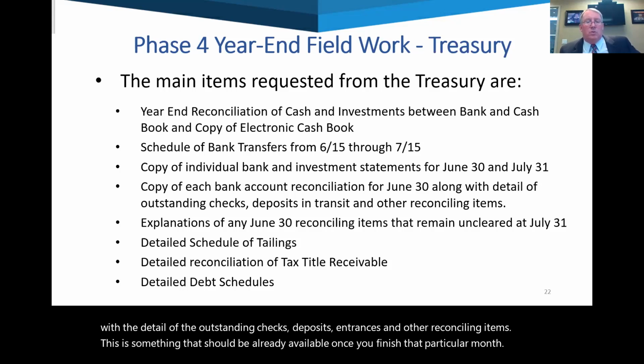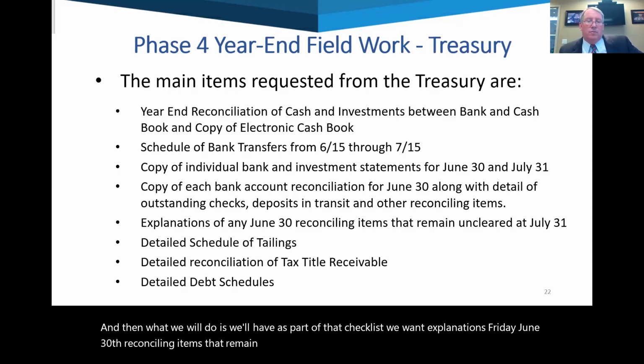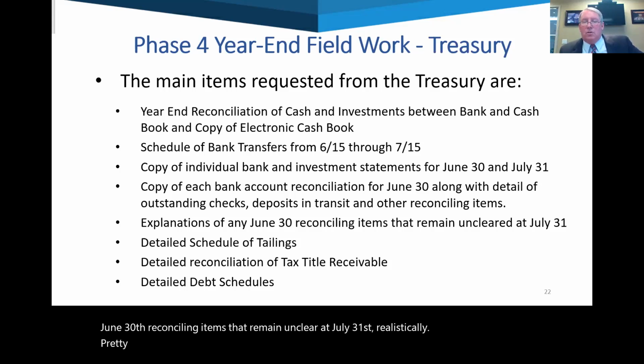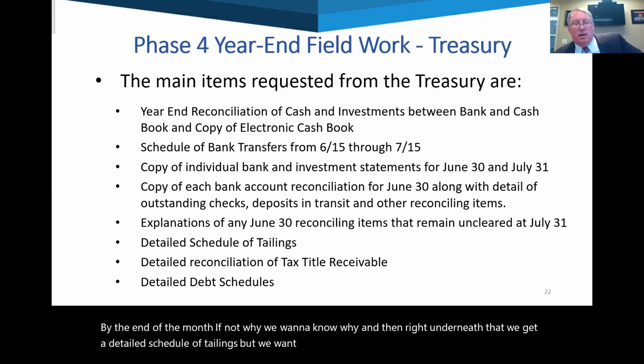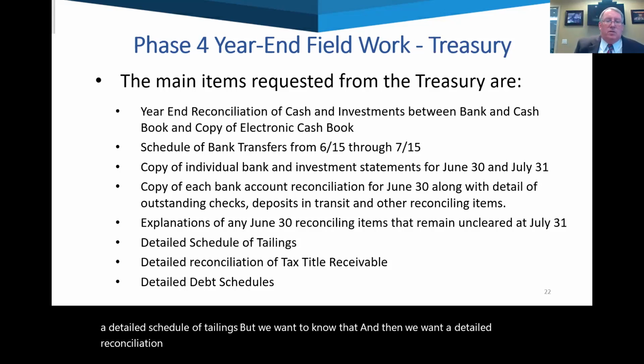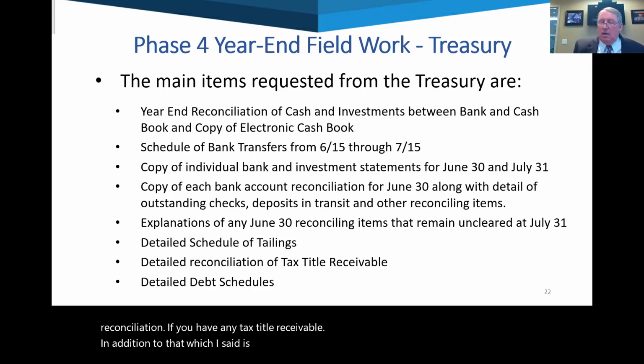And then what we will do, as part of that checklist, we want explanations for any June 30th reconciling items that remain uncleared at July 31st. Realistically, pretty much all outstanding checks should be cleared by the end of the month. If not, why? We want to know why. And then right underneath that, we get a detailed schedule of tailings, but we want to know that. And then we want a detailed reconciliation if you have any tax title receivable. And then in addition to that, which I said is usually pretty easy, is the detailed debt schedules.